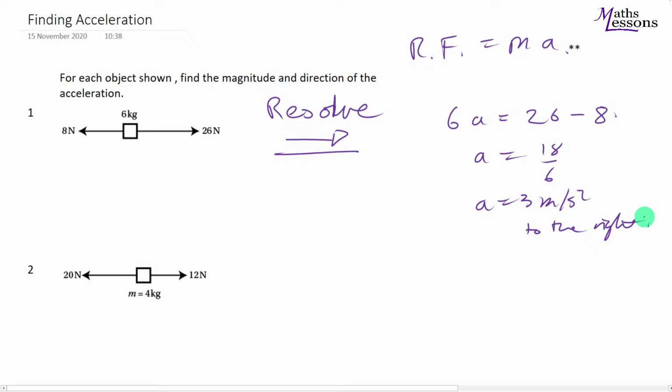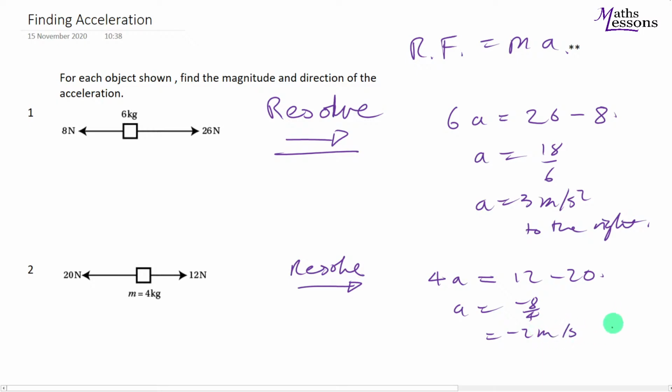Or you could say parallel to x might be better. On this one, if we again resolve, always say which direction you're resolving. So we're going to resolve in that direction, although if I do that, I end up with a negative acceleration, but it doesn't matter. This is what happens when you get a negative acceleration. So you get 4a equals 12 minus 20. Therefore a will equal minus 8 over 4, which equals minus 2 meters per second squared parallel to x.